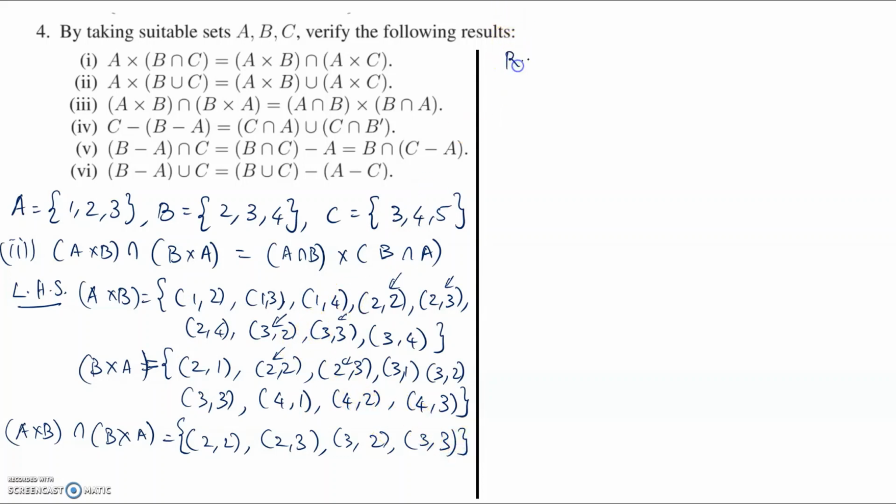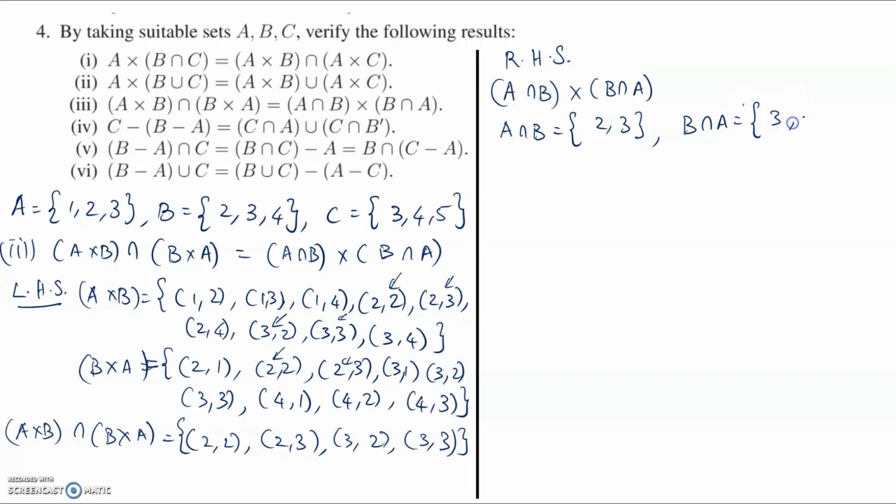Now let's go to the right hand side. So in the right hand side, what we need to find is A intersection B Cartesian product with B intersection A. So A intersection B will be equal to all the elements which are common to A and B, and they are 2 and 3, and B intersection A is again 2 and 3, or I can say 3 and 2, right?